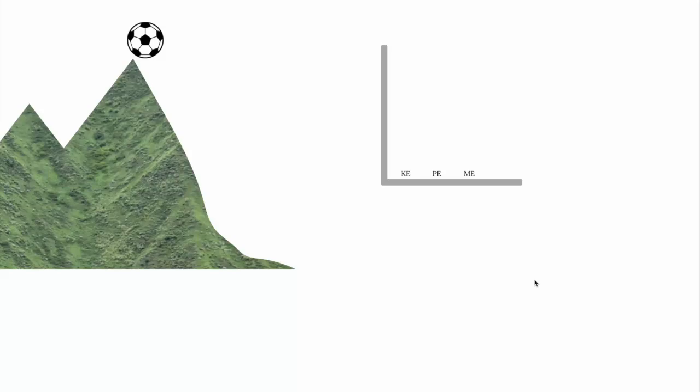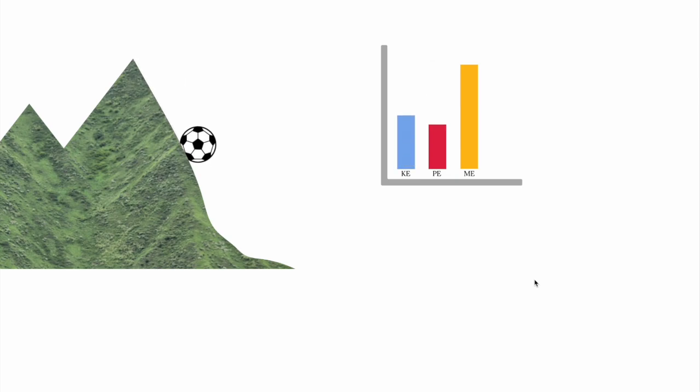In this example, there is a ball at a height, so it only has potential energy, so mechanical energy is equal to the value of the potential energy. Kinetic energy in this case is 0 because the ball is not moving. Okay, now as the ball starts going down the hill, it will convert or transform the form of energy from potential energy to kinetic energy.